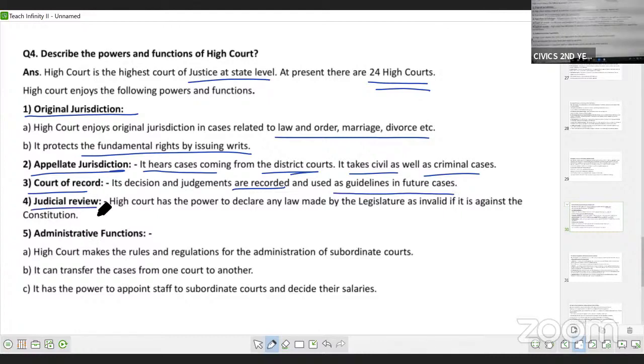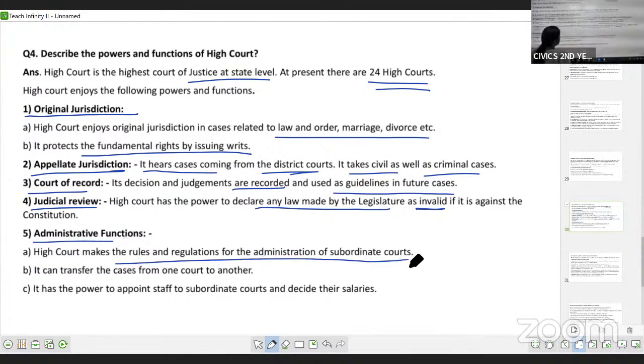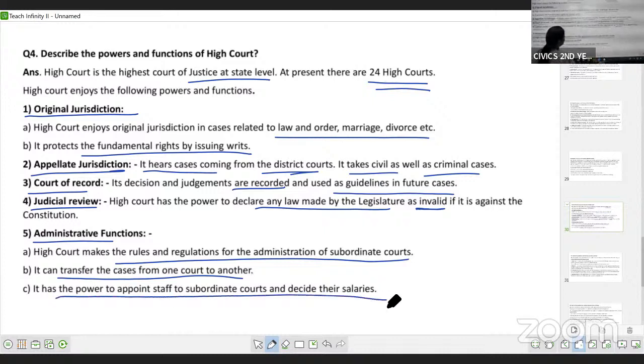Power to declare any law made by the legislature as invalid if it is against the Constitution. Then administrative function. High Court makes rules and regulations for the administration of the subordinate courts. It can transfer cases from one court to another court. It has power to appoint subordinate courts and decide their salaries.